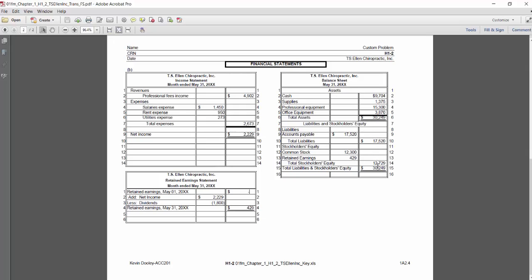Total liabilities and total stockholders' equity equals total liabilities and stockholders' equity.